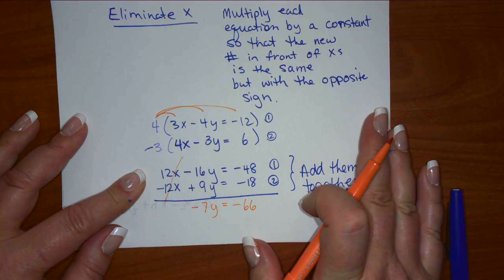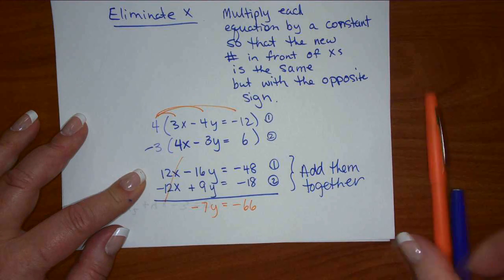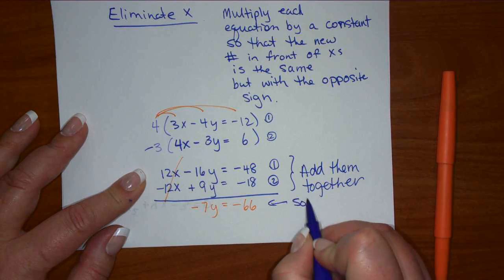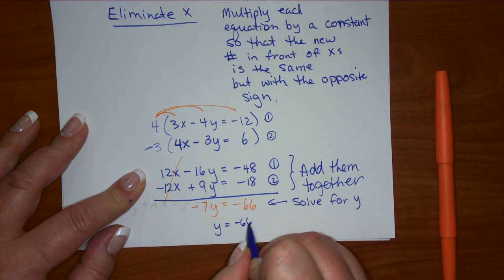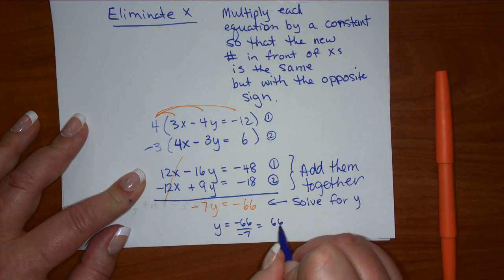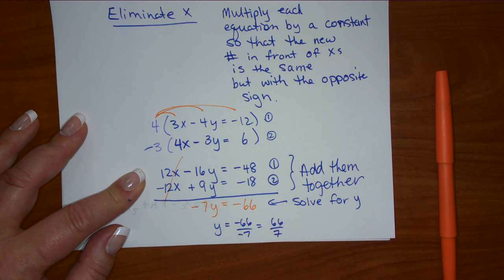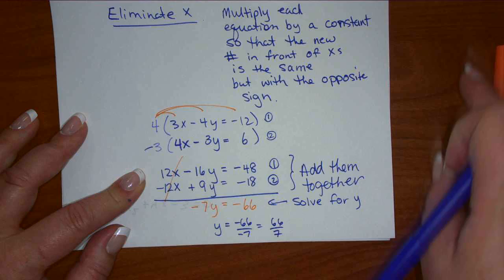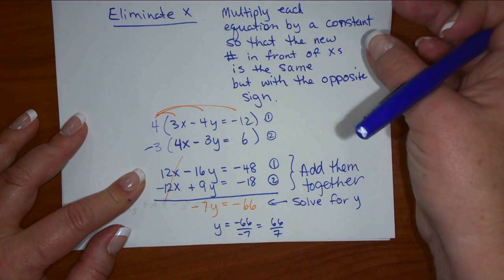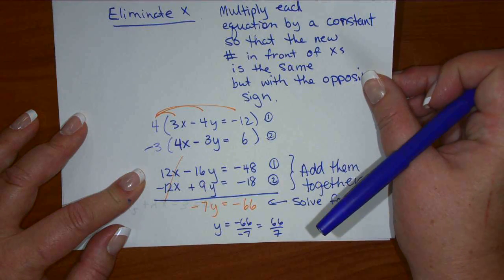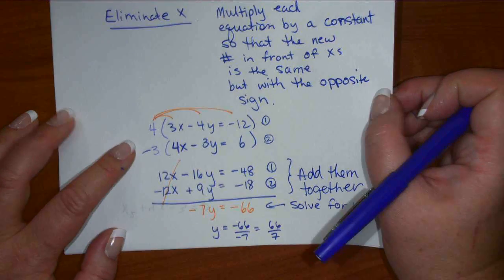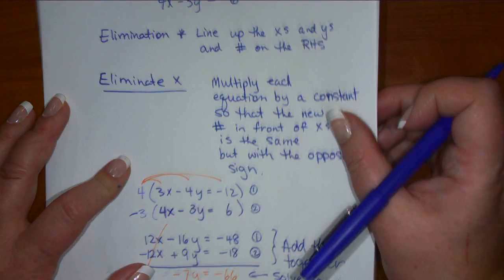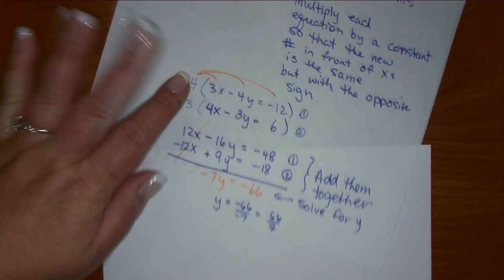So now what's y? We have a new equation, so now we would solve for y. Y equals negative 66 over negative 7. That doesn't reduce, so that's the y value. Then we plug it into which equation? Does it matter? Either one. Same step as the last type. You find one of them, plug it in to solve for the other.